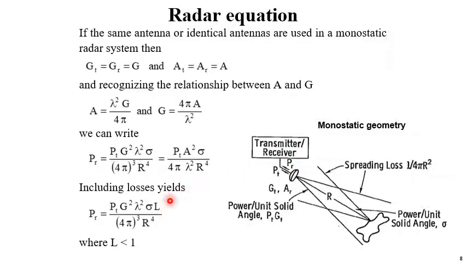So if we include that loss in terms of L, we have to multiply it with this expression of PR, and L is less than 1. So this is the final expression: PR equals PT G square lambda square sigma L by 4 pi whole cube R to the power 4. Generally, this loss is not included directly with this equation.